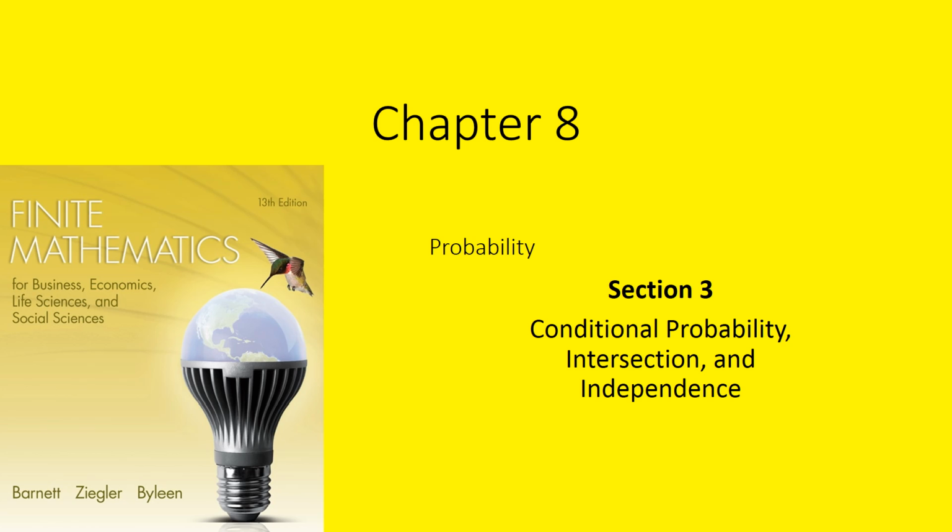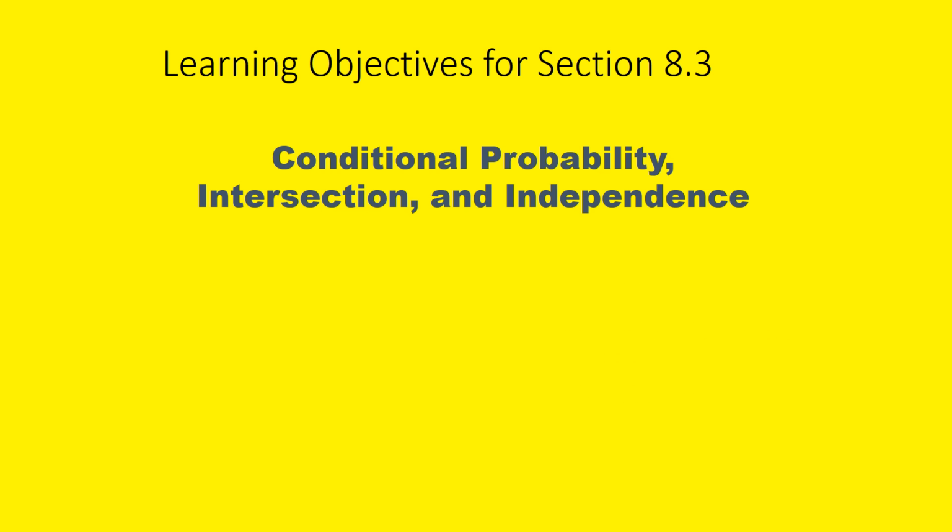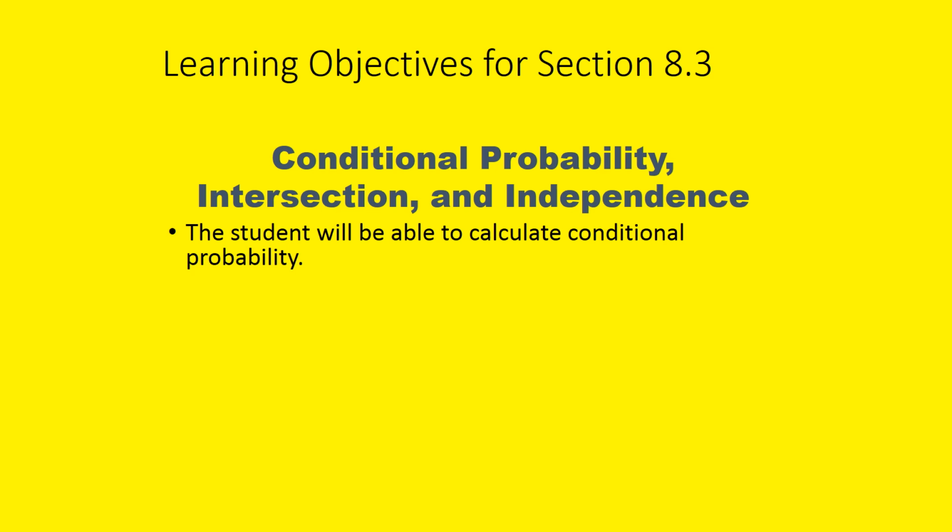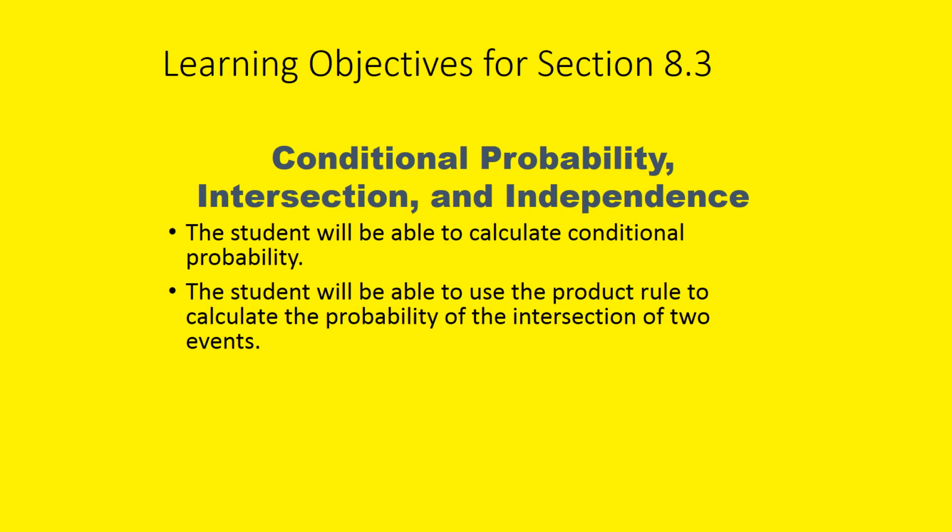Hello, Section 8.3: Conditional Probability, Intersection, and Independence. We'll have these two important concepts, conditional probability and intersection of sets, in order to prepare us for dealing with the important role of independence of events in determining probability. Objectives. The student will be able to calculate conditional probability, and we'll be dealing with just that objective in this first video for Section 8.3.